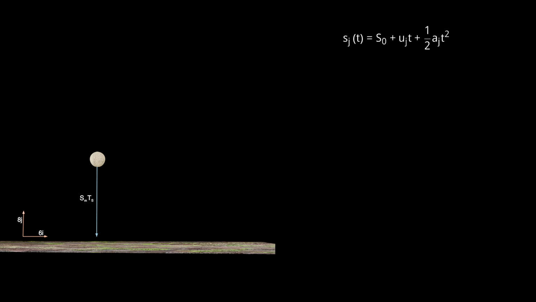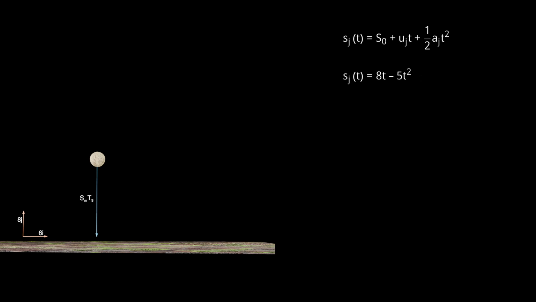The object is projected from the reference plane, so its initial displacement is 0. The initial velocity in the vertical direction is 8 meters per second, as given by the j component of the velocity vector. For simplicity, we will take gravitational acceleration as 10 meters per second squared. This is negative because measurements taken in the direction of the projectile's motion are considered positive.